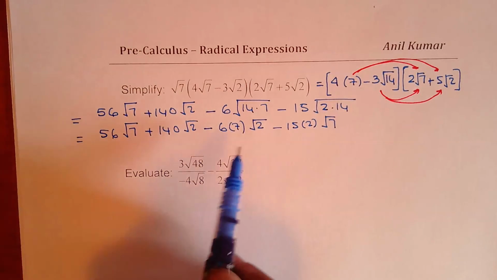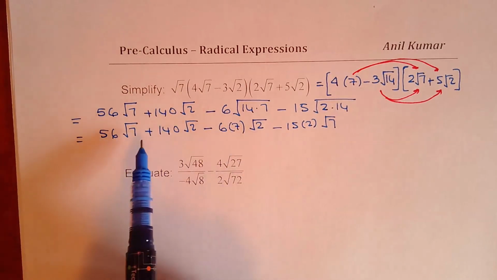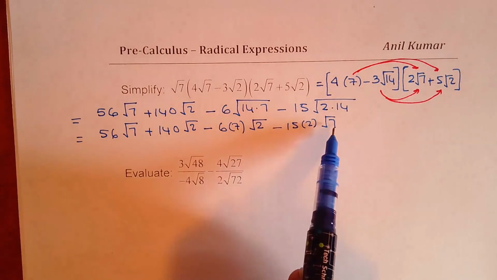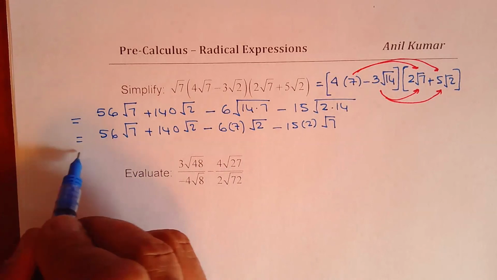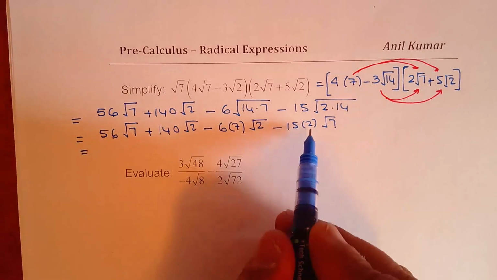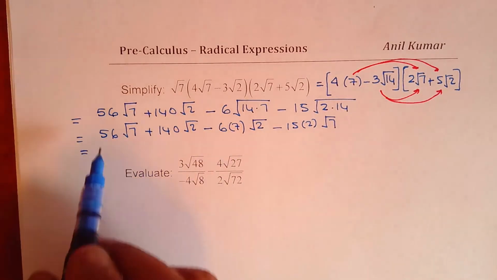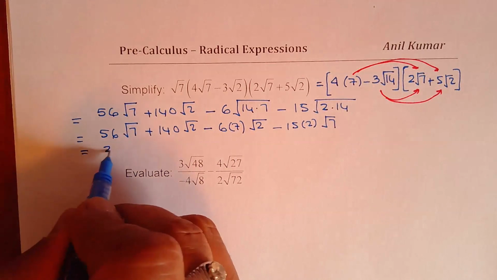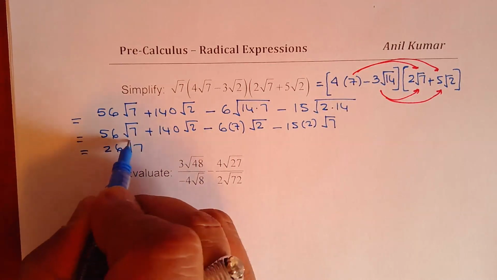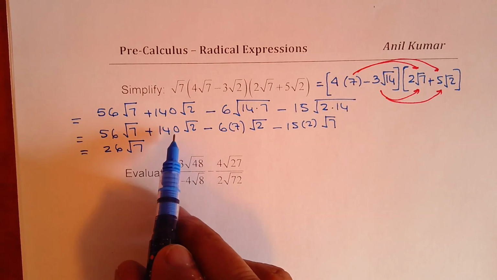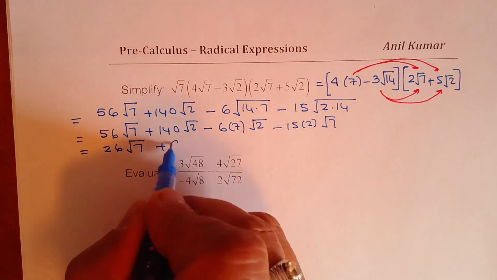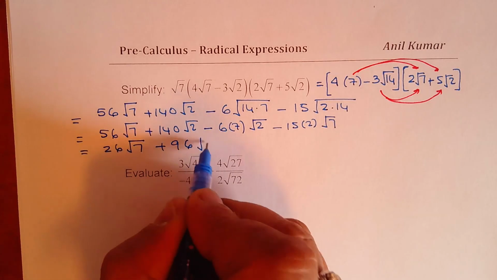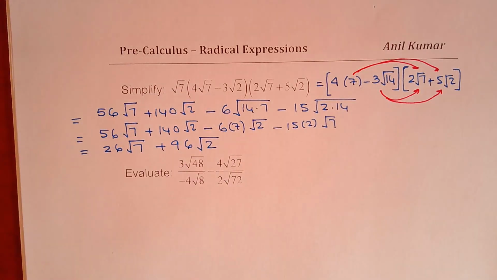Now you can combine like terms. Square root 7 terms can be combined. That is 30, right? So when you combine this, you get 30, take away 30 from 56 gives you 26 square root 7. 140 minus 42 gives you 98 square root 2. So that becomes a simpler form.